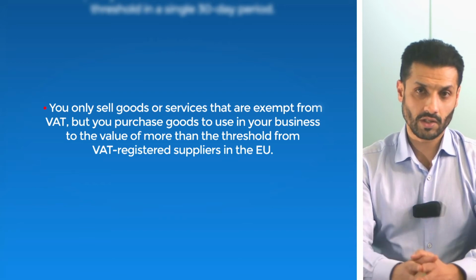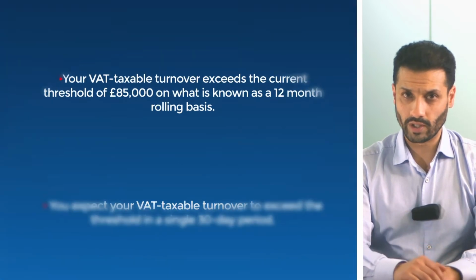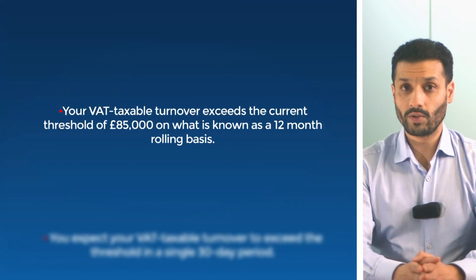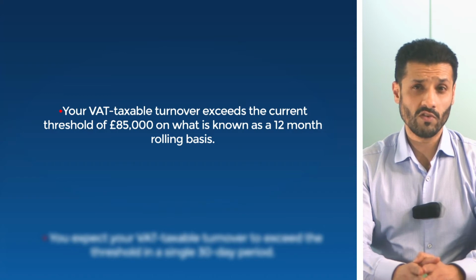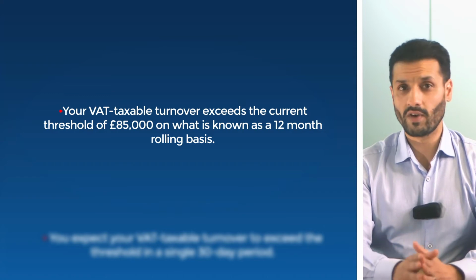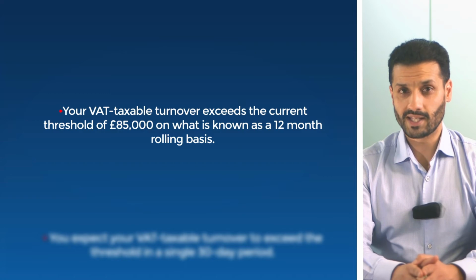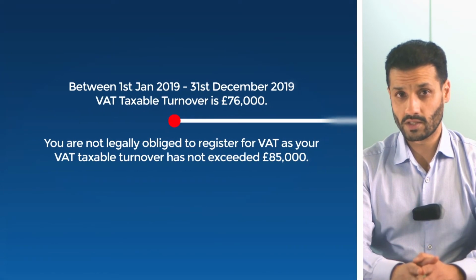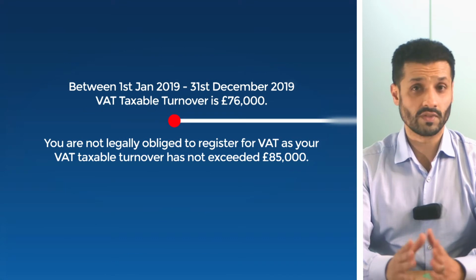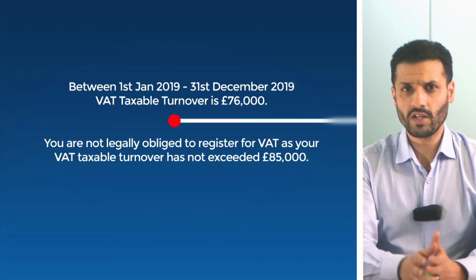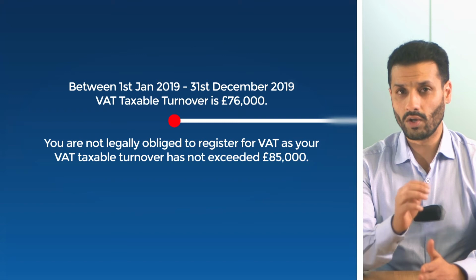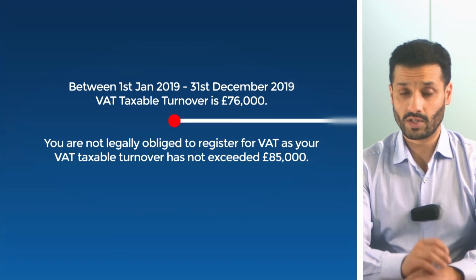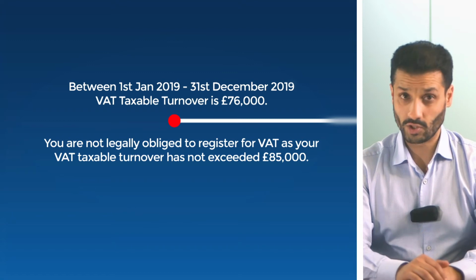So let's illustrate criteria 1, the most common trigger, with an example. You are in business operating through a limited company and your 12-month cumulative rolling VAT taxable turnover is as follows. Between the 1st of Jan 2019 and 31st of December 2019, it is £76,000. So by the 31st of December 2019, you are not legally obliged to register for VAT as your VAT taxable turnover has not exceeded the £85,000 threshold.